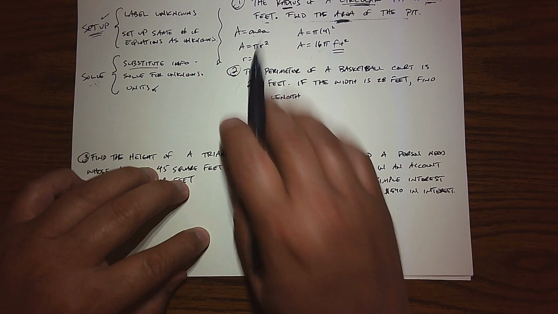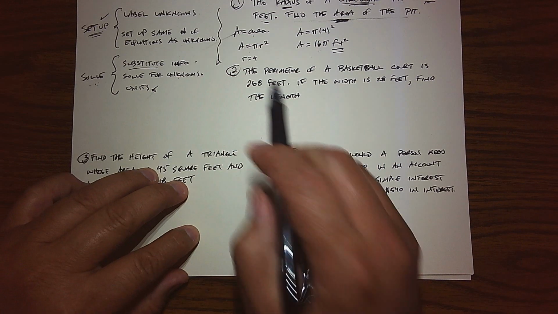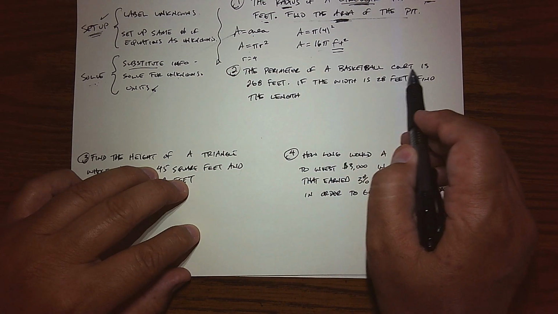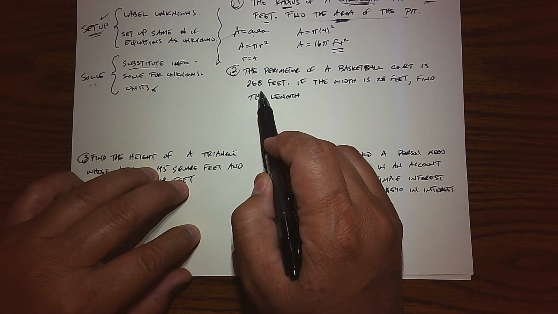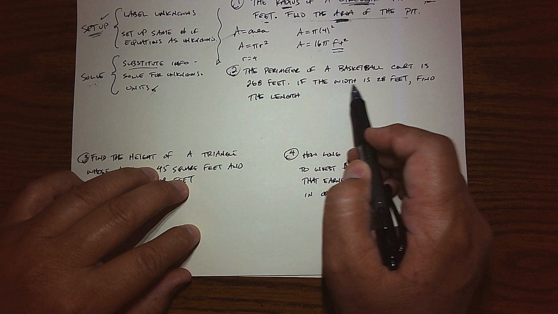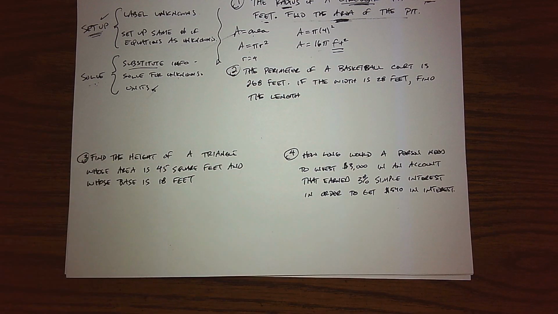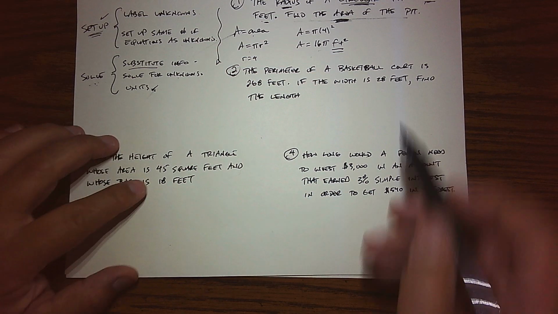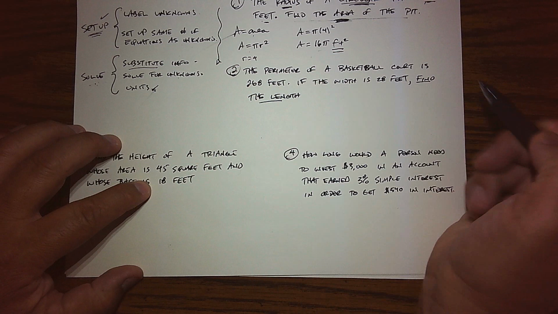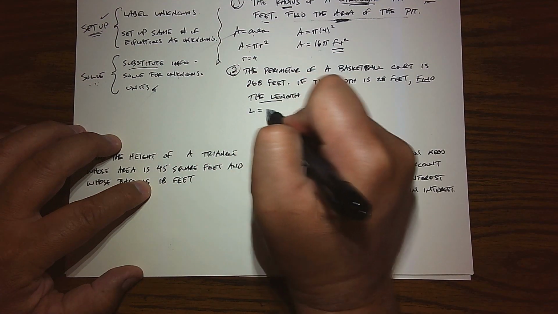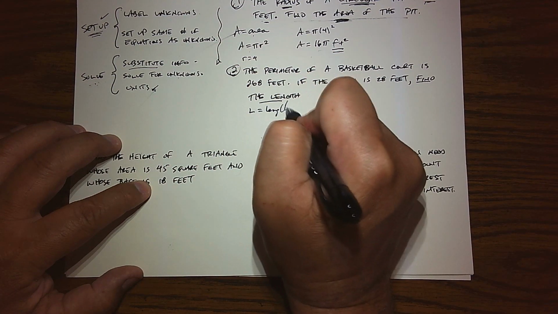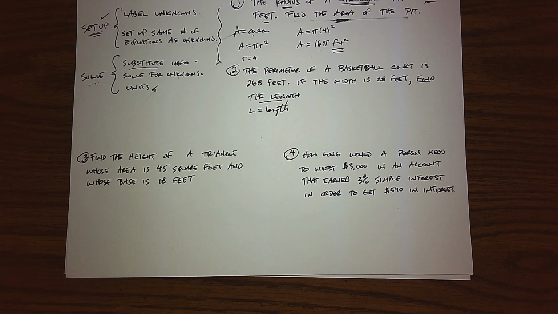Number 2. What happens in number 2 is I'm talking about the perimeter of a basketball court, which is 268 feet. We're told that the width is 28 feet, and we're asked to find the length. All right, so again, a lot of verbiage there. What's the unknown? Well, again, they're telling me what to do. Since we're asking for the length, how about we call it L? All right, so L is the length.